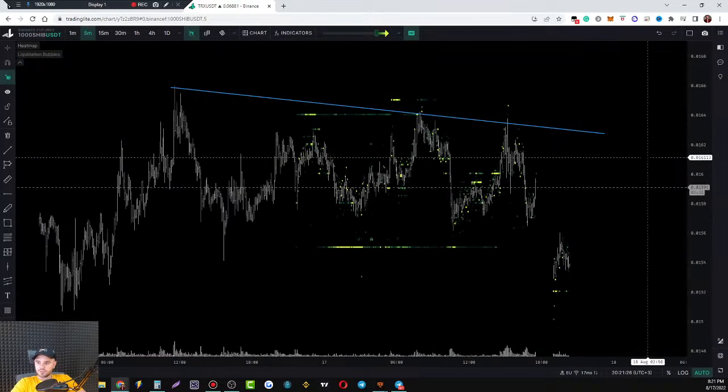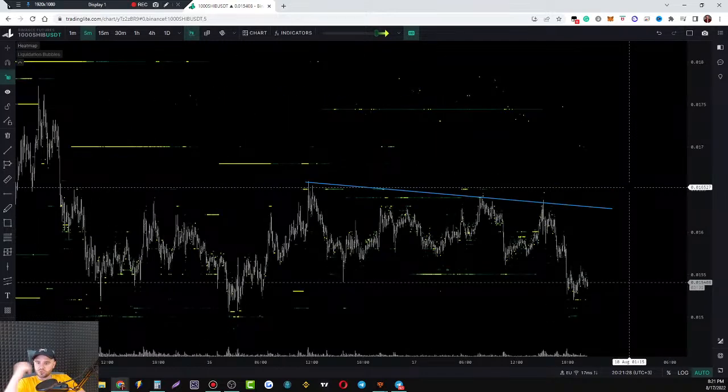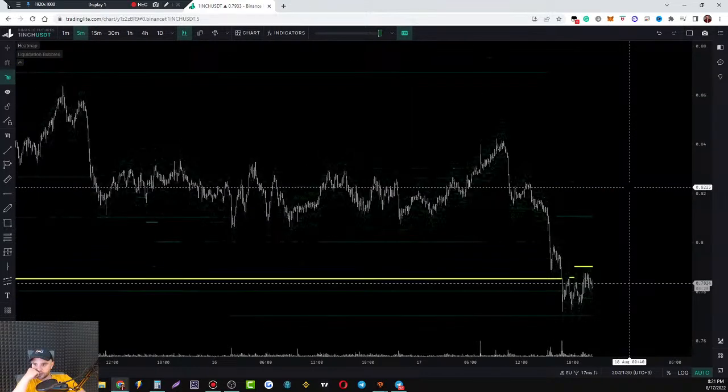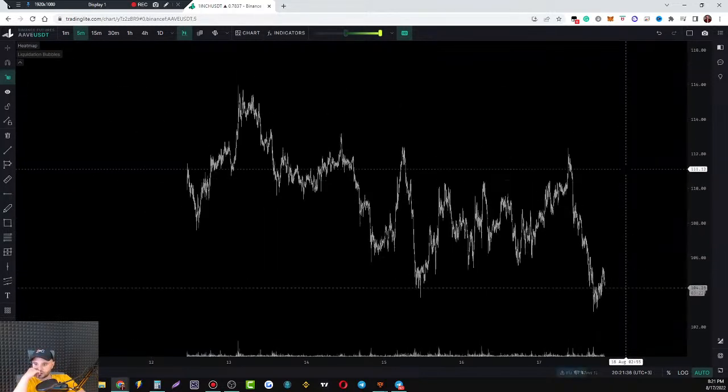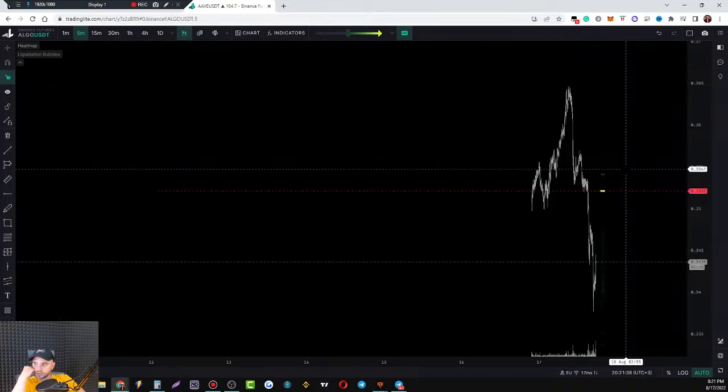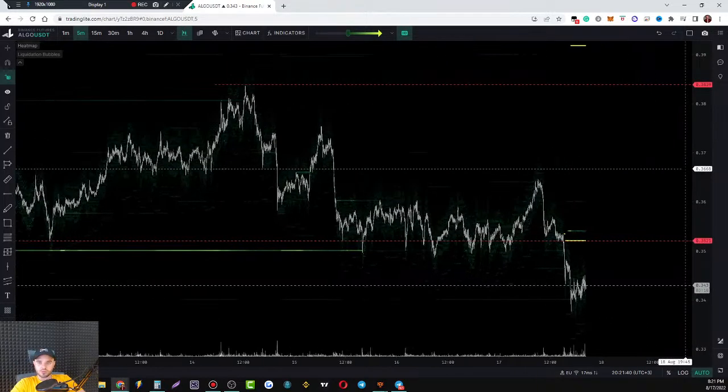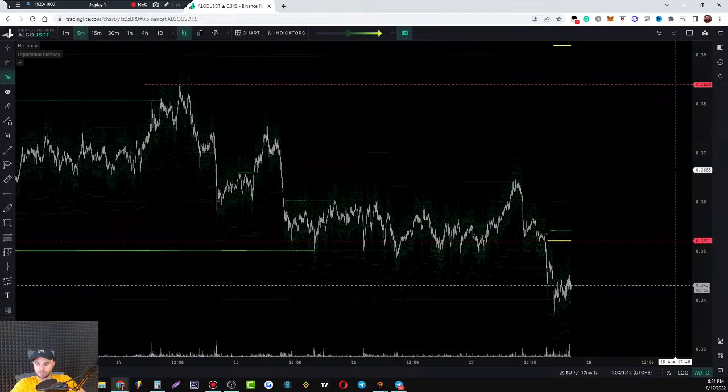Okay, TRX. This platform we use only to find significant sizes in the DOM, and if there are some good significant sizes that we can trade together. That's it. That's the only reason why we use this platform.